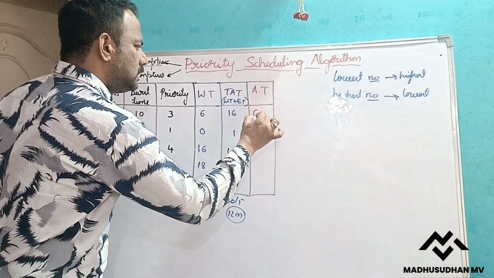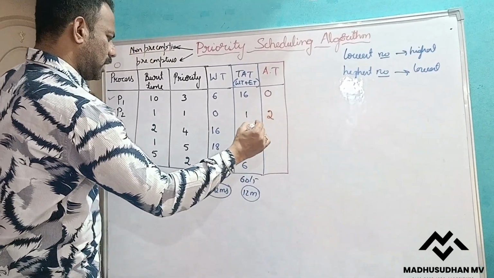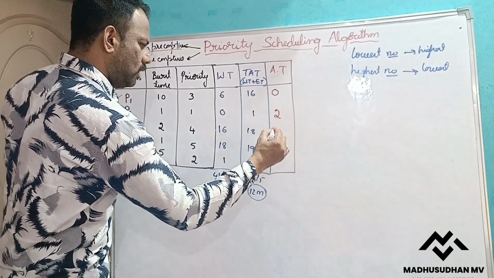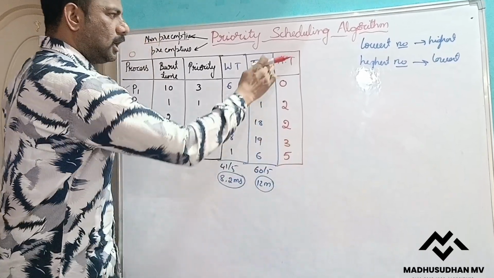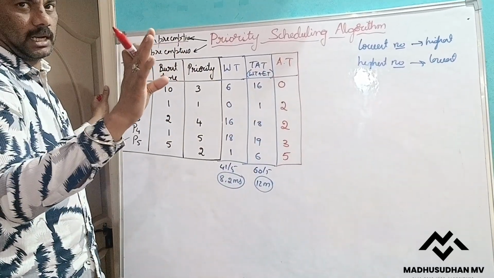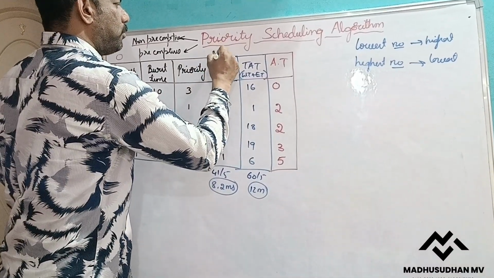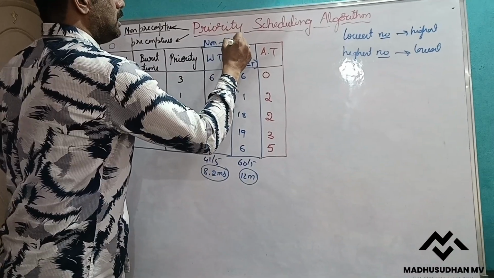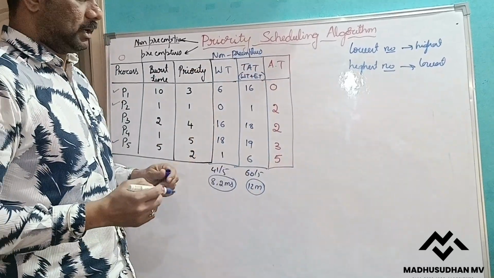Let us assume this arrives at time 0, this arrives at 2, this is also arrived at, say, 2, and this is, say, 3, and this arrives at 5. This is the arrival time. Now this is using non-preemptive priority. Non-preemptive. For preemptive, we should get arrival time.